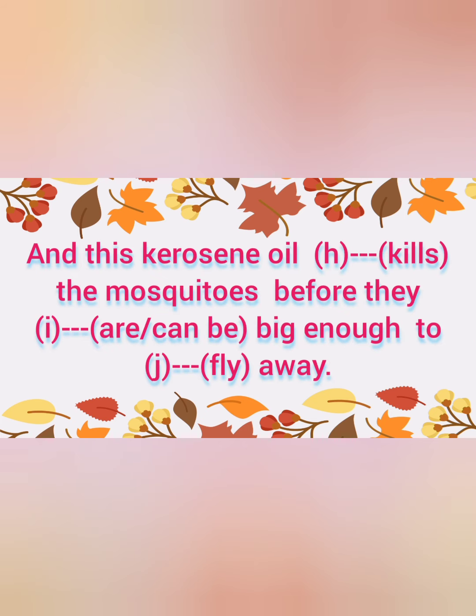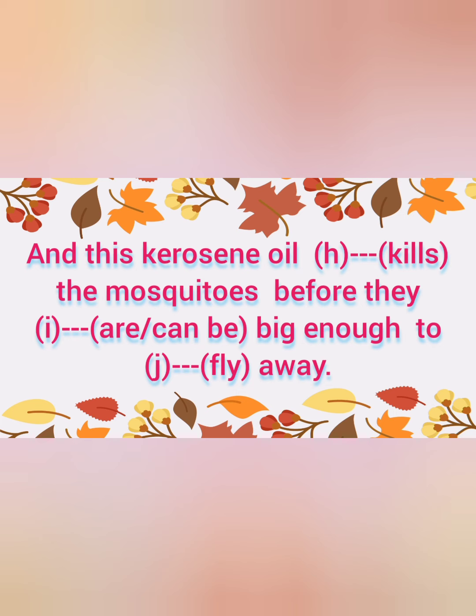And this kerosene well kills the mosquitoes before they are big enough to fly away. Here in H number the verb is kill. The subject is this kerosene well. This is the third person singular number, that's why I added here S with the main verb. That's why the answer is kills.